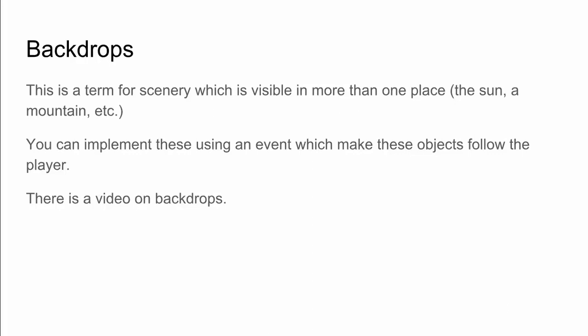So those are really the four major types of objects that you have. We have containers, you put things in them; supporters, you put things on them; scenery, invisible objects that are not portable, logically part of the environment; and backdrops, a special type of scenery object, scenery that is visible in more than one location and follows the player around. We use code to implement those using events.